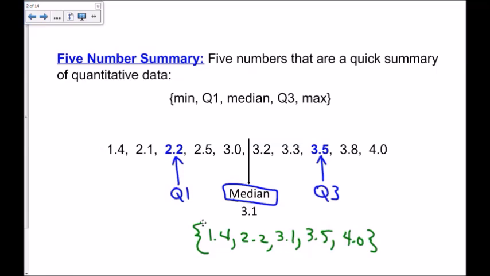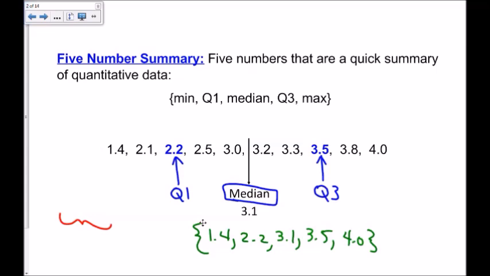Now it breaks up the data into quarters. So a fourth of the data is here, and a fourth of the data is in between these values. A fourth is in between these values, and a fourth is in between these values. And it gives us an idea of the center, the spread, because you can quickly find the IQR, and also the shape based on how the numbers are situated compared to each other. Now, it's kind of hard to see the actual shape of the distribution using a 5-number summary.